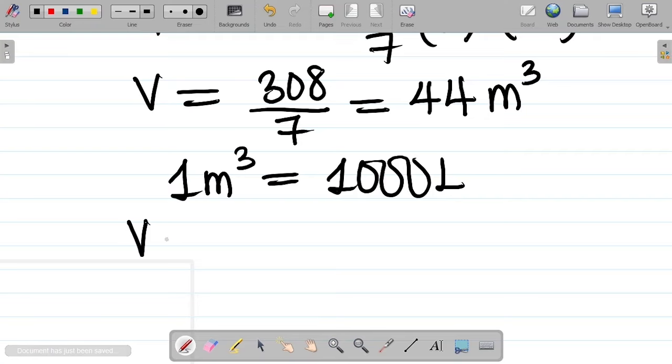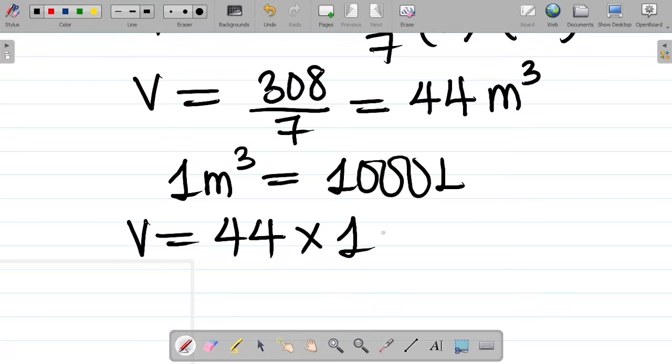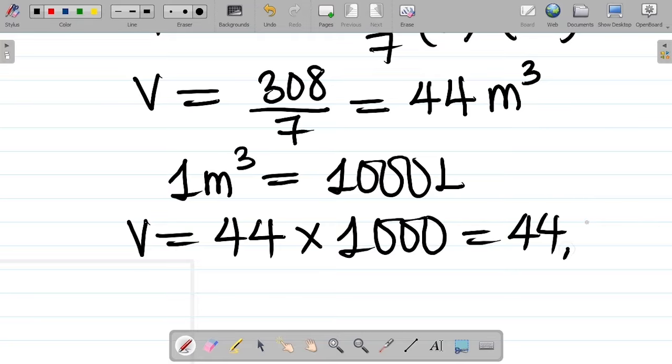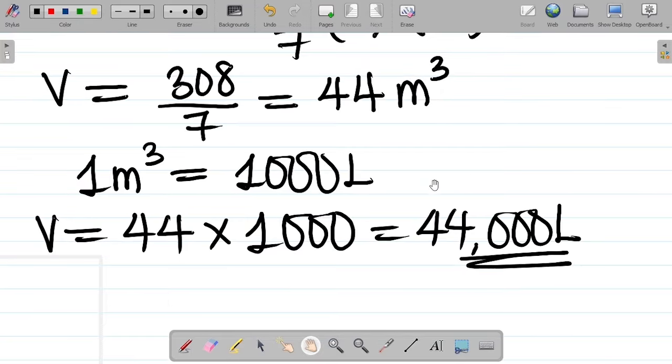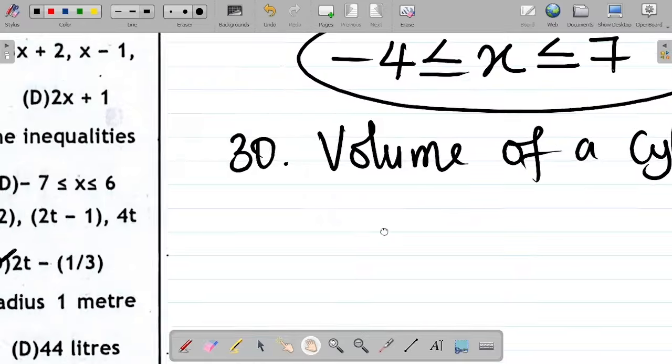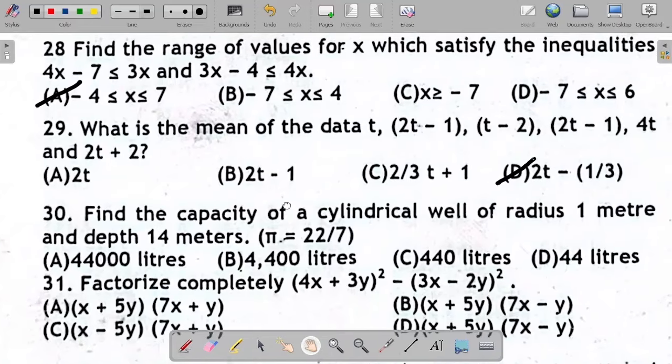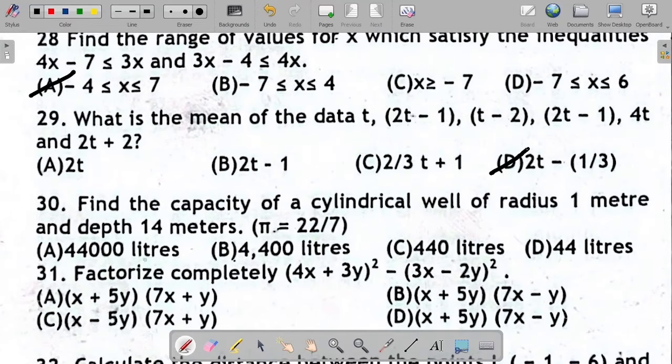It means that V will be equal to 44 meter cube multiplied by 1000, and that gives you 44,000 in liters. So in terms of liters, the volume has been converted and its value is 44,000 liters. So let's see if we have this option in the liters value. Yes, we do. That is option A. So option A, 44,000 liters, is the correct answer.